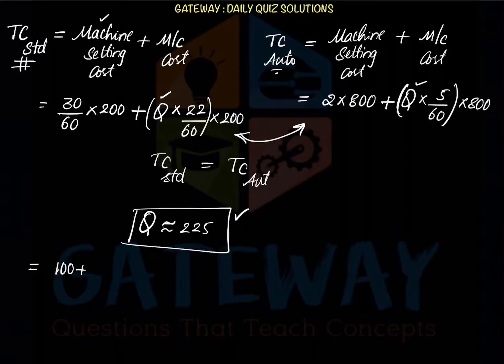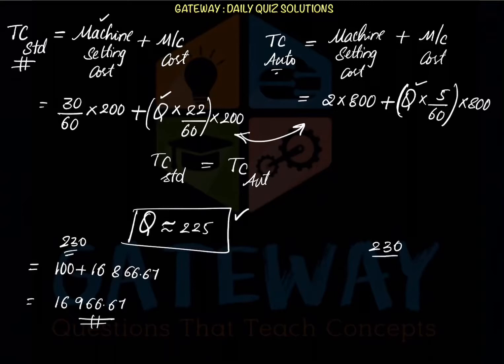Nothing but we are getting 16,866.67, and on adding this to 100, we will get 16,966.67 rupees for producing 230 components. This is for 230 components. The same for the 230 components on the automatic, we'll check it on automatic.